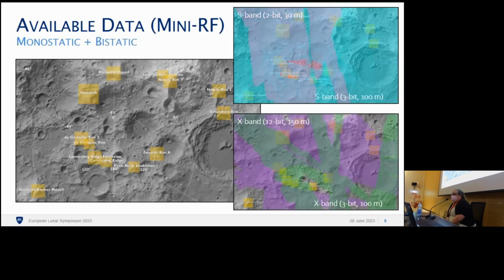If you add in the bistatic data, it's a little bit trickier to get at the poles. And so we have less coverage, but we have pretty decent coverage of the Artemis zones as well. And they are, again, slightly lower resolution because the data is a little bit noisier.